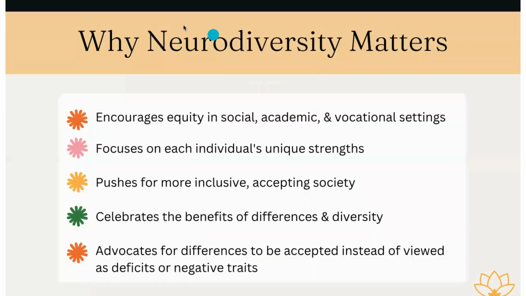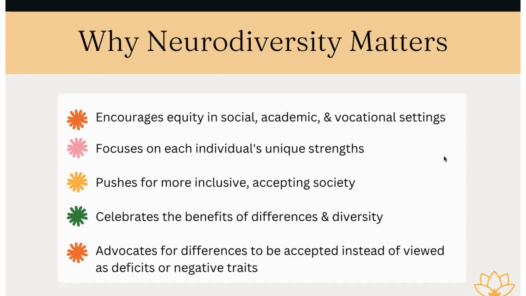Okay, so why neurodiversity matters. The neurodiversity movement really encourages equity in social, academic, and vocational settings. Traditionally, all children are expected to conform to a certain way of learning, a certain way of behaving in social settings and things like that. A lot of that leaves a lot of children left out and isolated from those experiences if their specific unique needs and traits don't go along with what school or community settings expect from them.